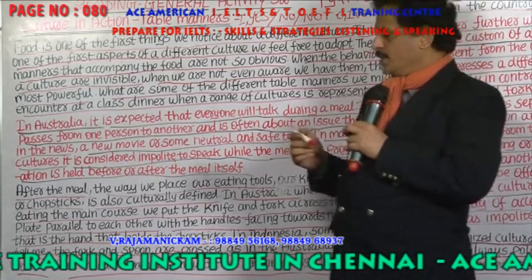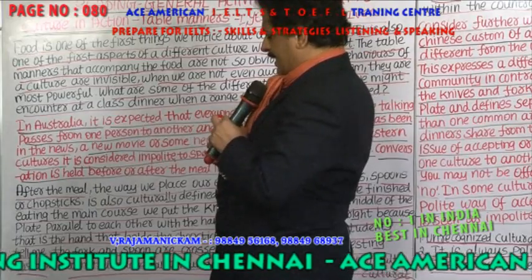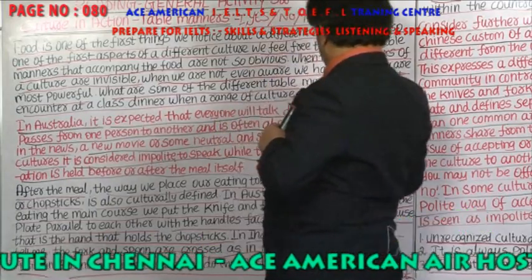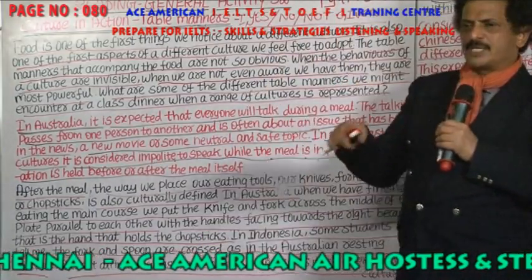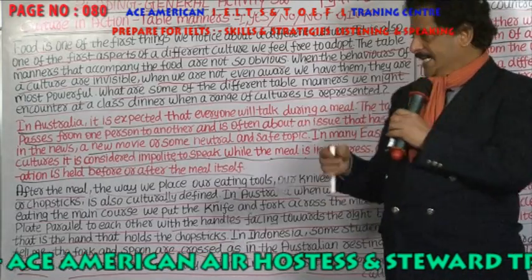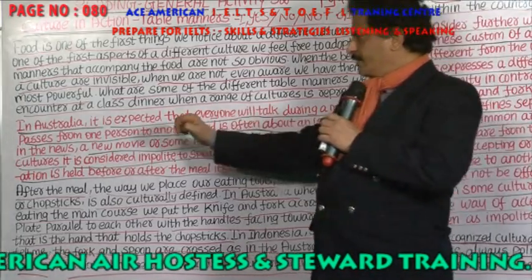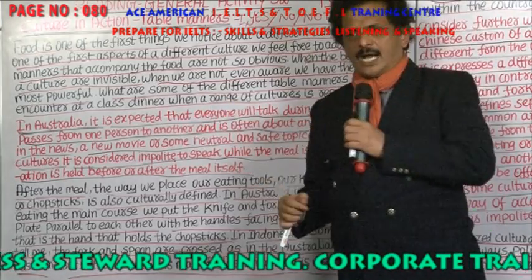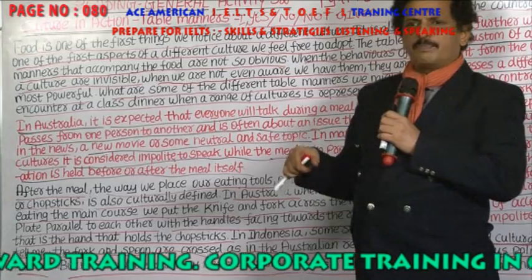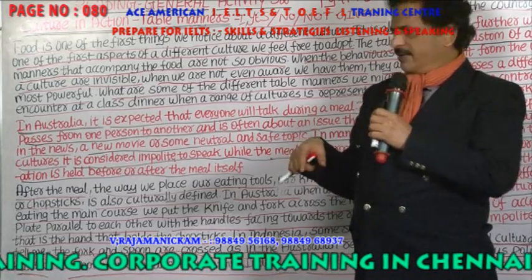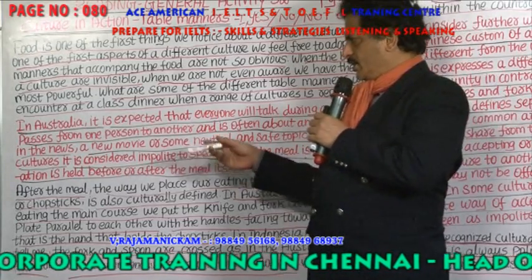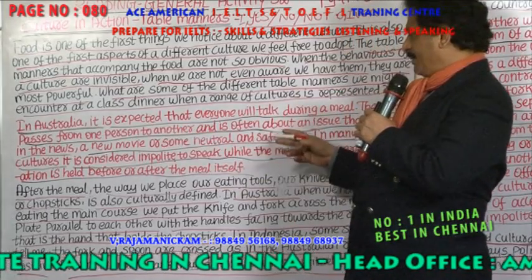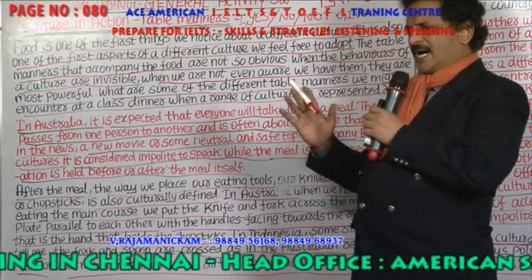So in Australia it is expected that everyone will talk during a meal. ஆஸ்திரேலியாவிலே அனைவரும் சாப்பிட்டு கொண்டு இருக்கும் பொழுது பேசுவார்கள். The talking passes from one person to another and is often about an issue that has been in the news. அப்போ சாப்பிடும் பொழுது பேசிக்கொண்டே இருப்பார்கள். அது ஒரு தகவலை பற்றி இருக்கும், ஒரு செய்தியை பற்றி இருக்கும். அது ஒரு புதிய படமாக இருக்கலாம் அல்லது ஒரு பாதுகாப்பான ஒரு டாபிக் தலைப்பாக இருக்கலாம்.